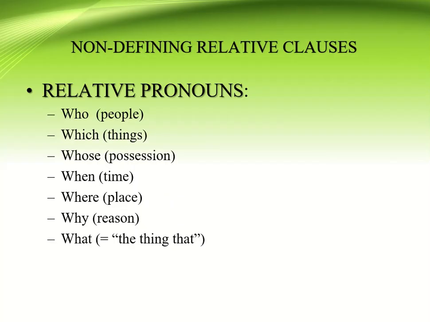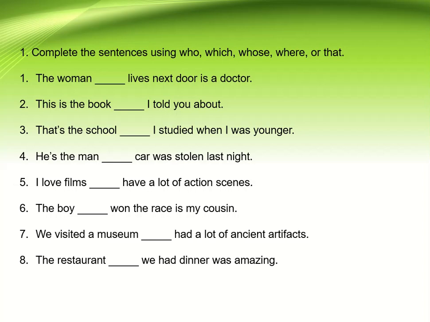In the case of the non-defining relative clauses, we have the relative pronouns who for people, which for things, whose for possessions, when for time, where for place, why for reason, and what equals the thing that. Complete the sentences using who, which, whose, where, or that. This one is pretty simple because we already saw this kind of exercise in our books.